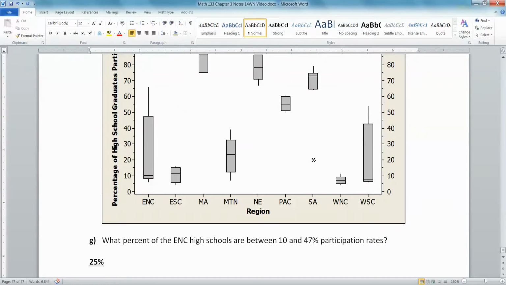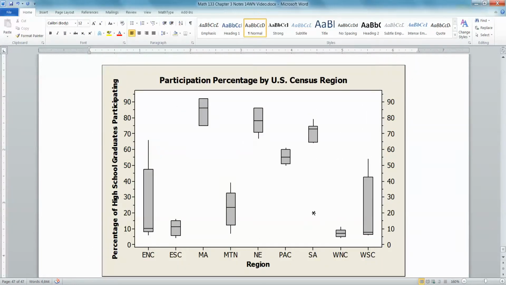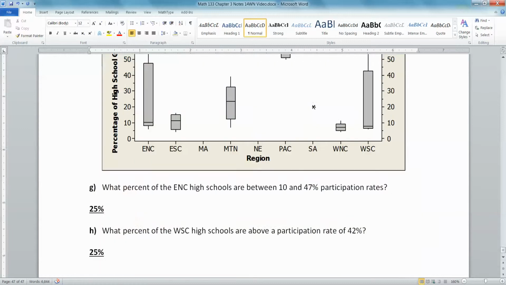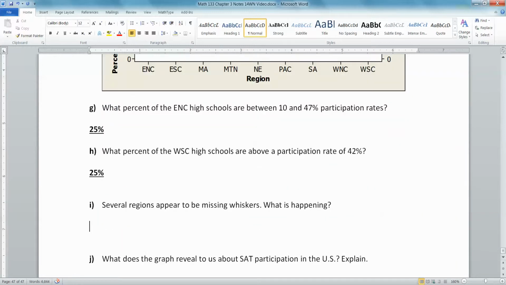Now, several regions appear to be missing whiskers. What's going on with that? Well, look at MA. See right there with MA? MA has no whisker. Just to give you an example of what to look at. Okay, so why is that happening?